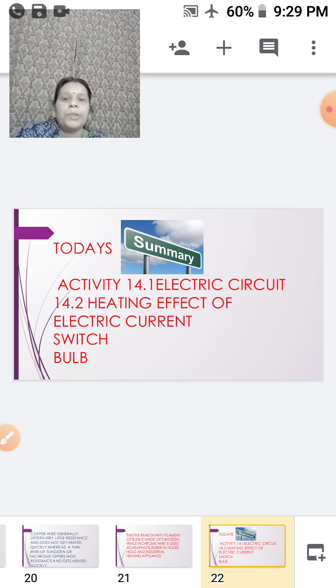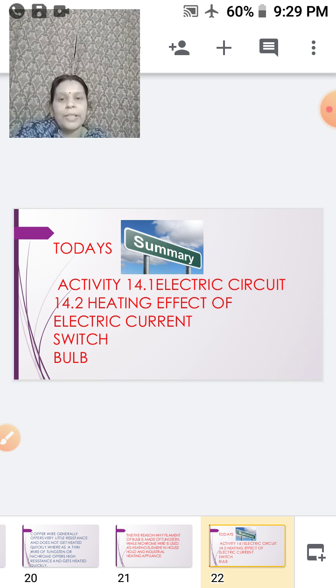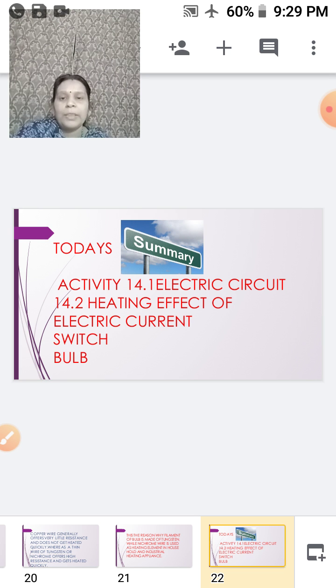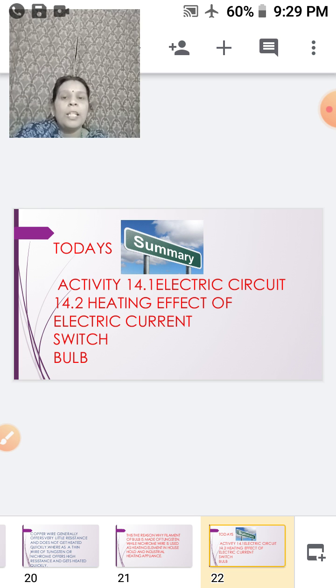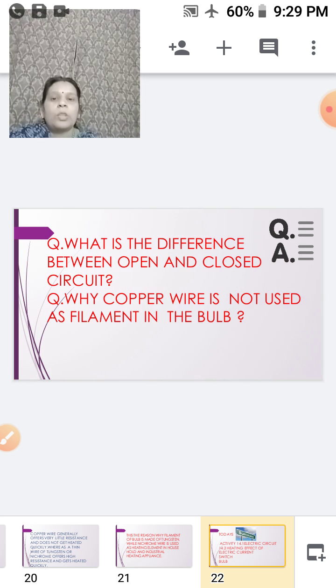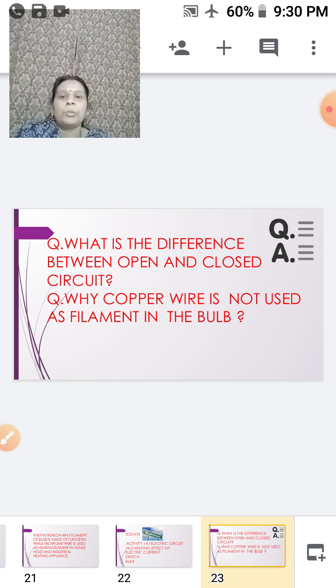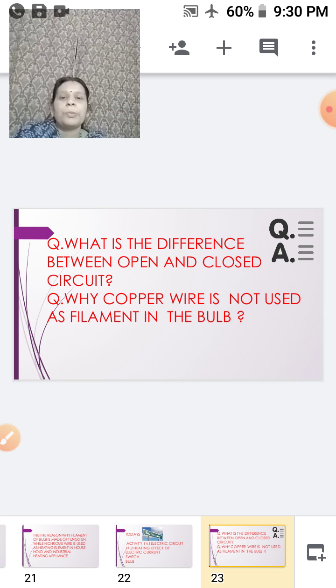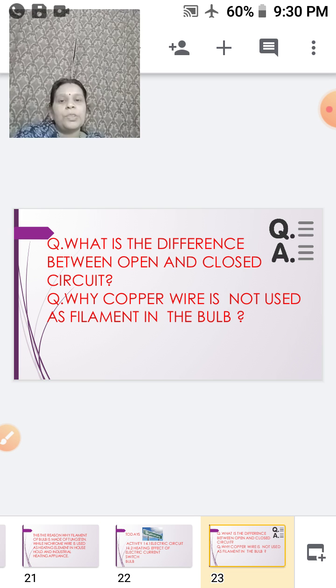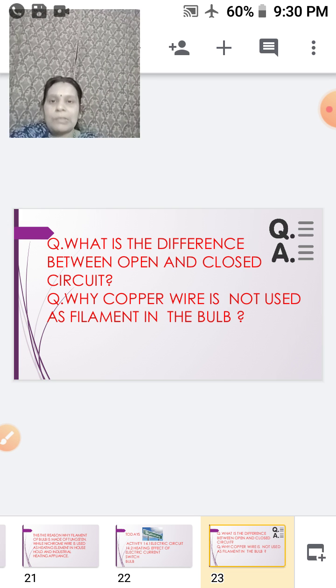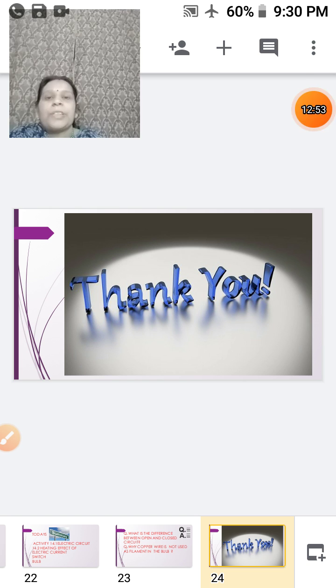So today during our period we have talked about activity 14.1 and activity 14.2. We talked about the switch as well as the bulb. Now this is your home assignment which you will be doing, try to do it. What is the difference between an open and a closed circuit? Children, we have revised this so many times. I hope you will be able to write it down. The second one is, why is copper wire not used as a filament in the bulb? Why are we using tungsten? Okay, thank you. Hope it is clear to you.